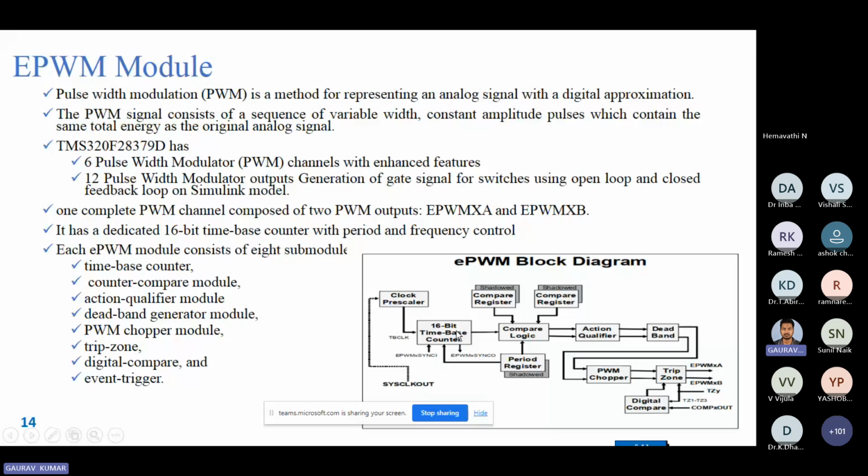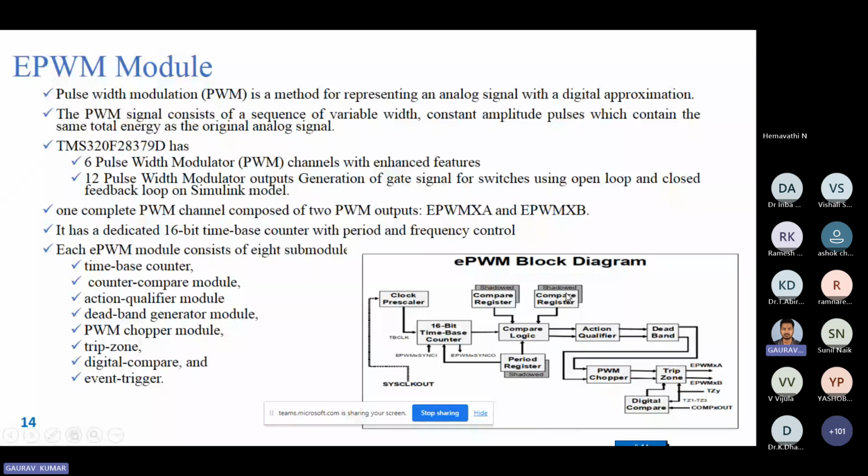Okay, so we have three different counters: up counter, down counter, and up and down counter. It is basically a 16-bit time-based counter, and there are some compare registers in which some values are given. Compare registers CMPA and CMPB are responsible for generating the duty cycle of a particular pulse.